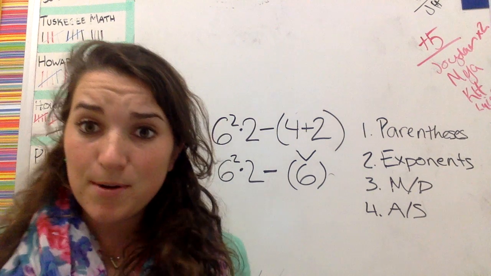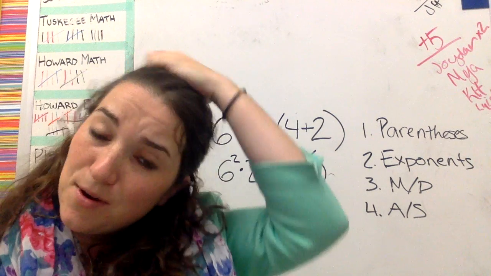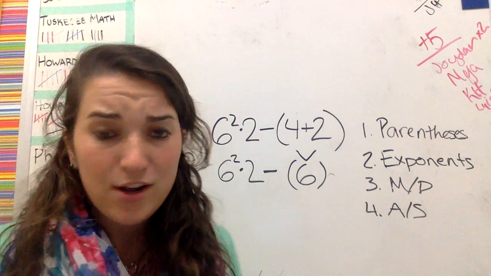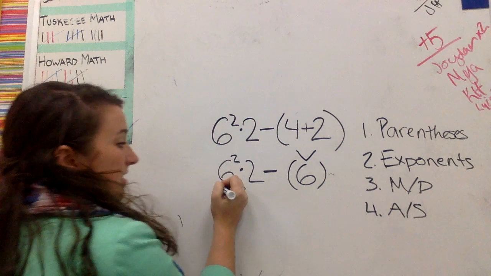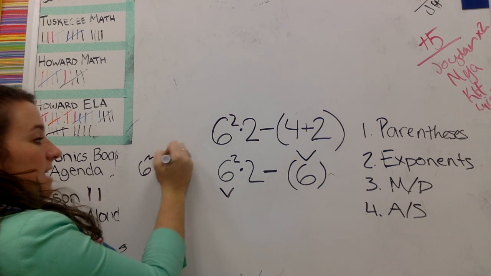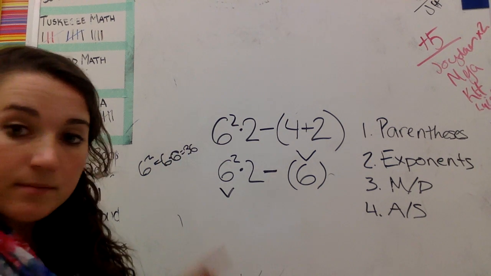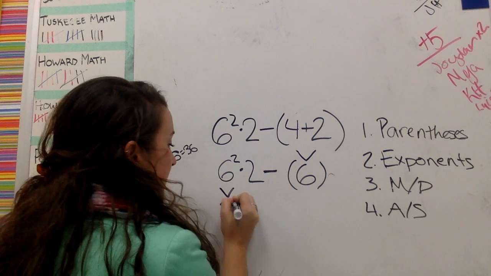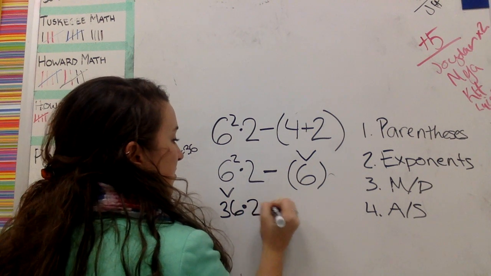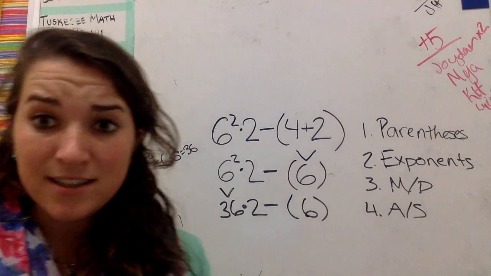Now I'm going to go to exponents, and I see that I have one exponent, and that exponent is the 6 squared. So next, I'm going to simplify that. 6 squared, I'm going to write on the side. 6 squared equals 6 times 6, which equals 36. So I'm going to put in 36 for my 6 squared times 2 and rewrite everything exactly the same.